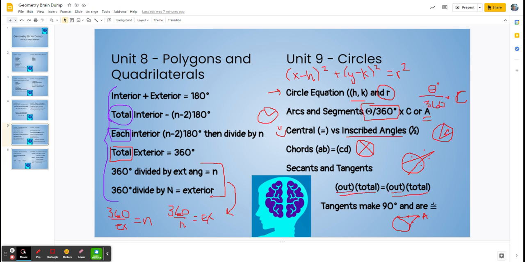Yeah, I have a question. It says 360 divided by the exterior angle equals the number of sides, and after that you get the exterior angle. Yes, so 360 divided by the exterior angle gives you the number of sides, and 360 divided by the number of sides gives you the exterior angle. Yep, absolutely.